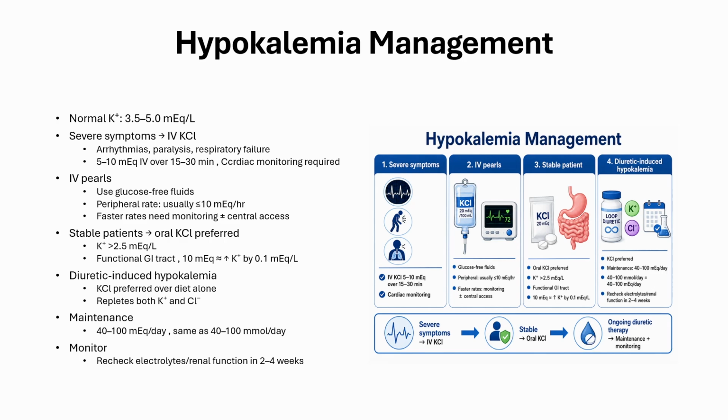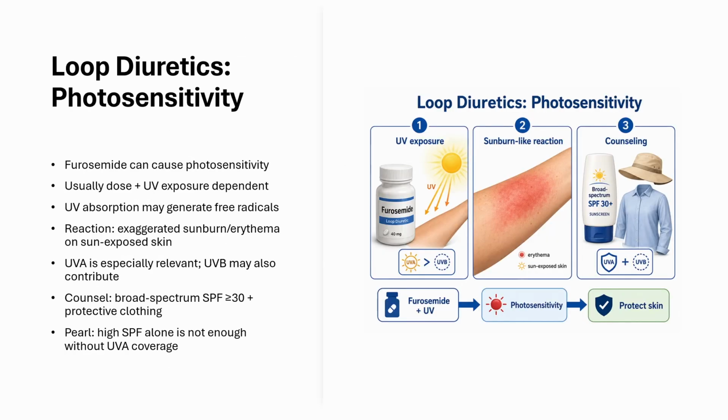The 2025 AHA-ACC guidelines recommend rechecking kidney function and serum electrolytes 2 to 4 weeks after starting or increasing diuretic doses. Loop diuretics are associated with photosensitivity reactions. Phototoxicity is dose-dependent and light-dependent.